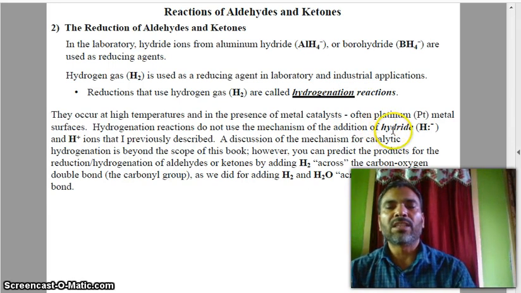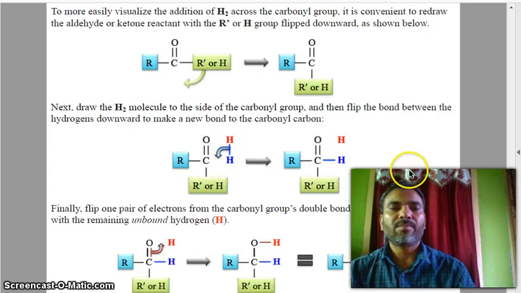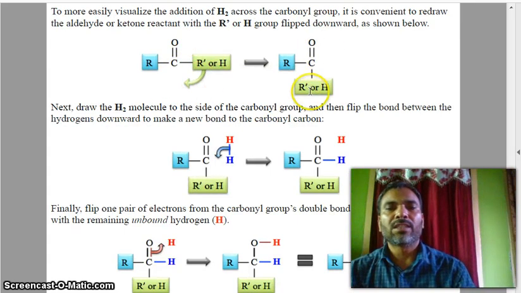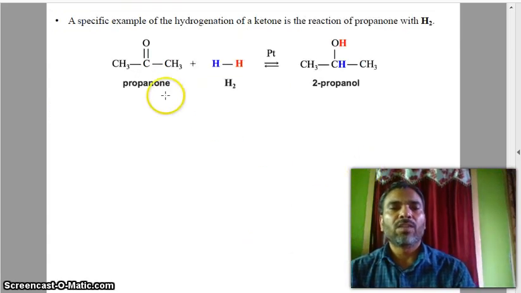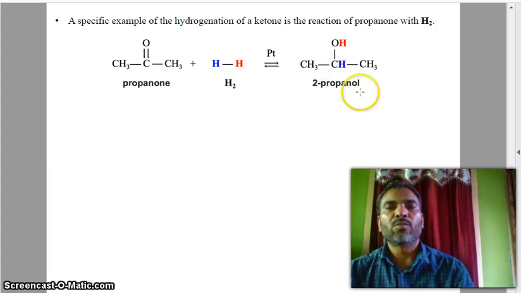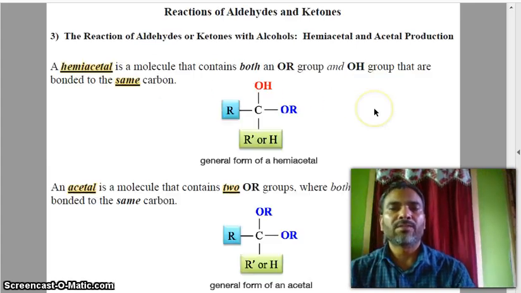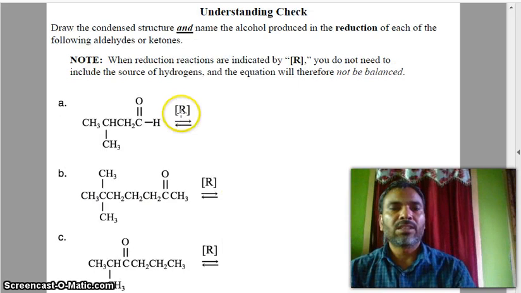However, you can predict the product for the hydrogenation of an aldehyde or ketone by breaking the carbon-oxygen double bond. So look here, this is an aldehyde or ketone forming this. What happened? RCO plus hydrogen forms this, and you have hydrogens in the alcohol. So if you have propanone plus H2, it forms 2-propanol. To understand these reductions, just take a copy and pen, write it down and write down the products.